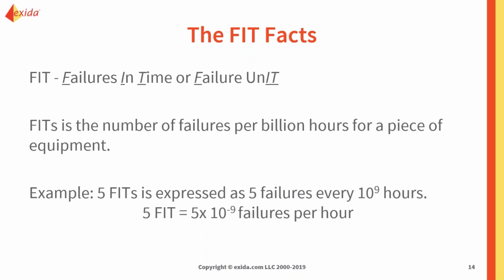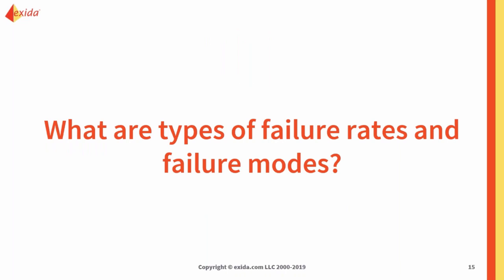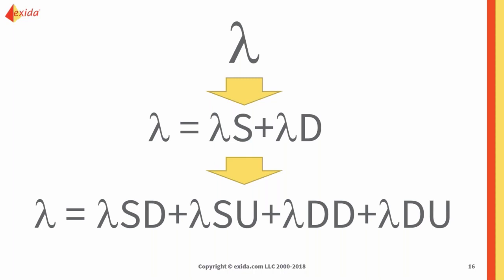Next, let's talk about what the types of failure rates and failure modes are for those. Failure rate, we talked about, is often described as lambda, that Greek symbol, and can be broken down. If you're just talking about lambda in general, it can be a lambda for the total device, and it can be broken into safe and dangerous failures. And we will talk about both safe and dangerous failures a little bit later.